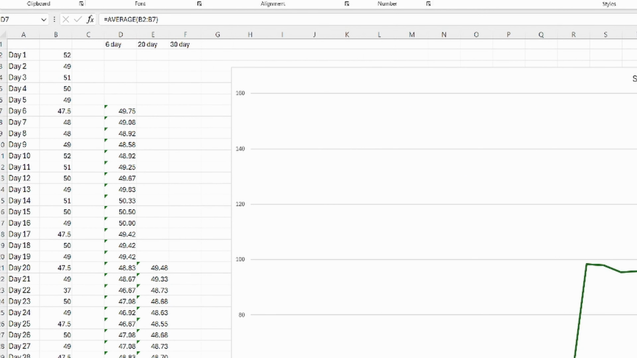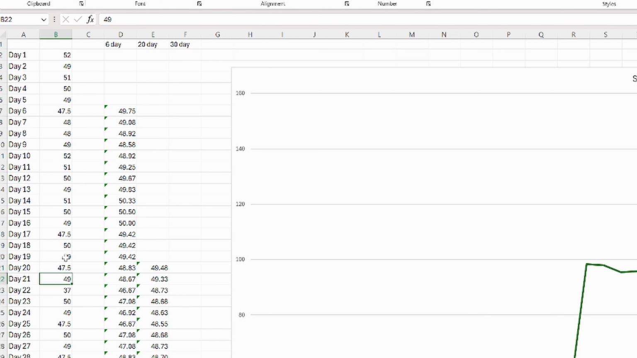For example, if I was to take you into this cell for 20 days, what you would see is that I have the average of B2 to B21. So B2 is this day 1 number and B21 is the day 20 number. So I've taken the average of the first 20 days, and that is this one. And when I go to the next one, it's going to be B3 to B22. So now we have moved one step down, and B3 is here and B22 is here.